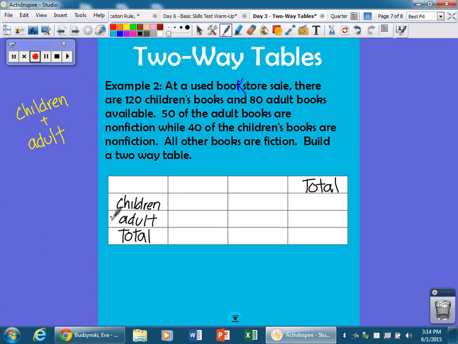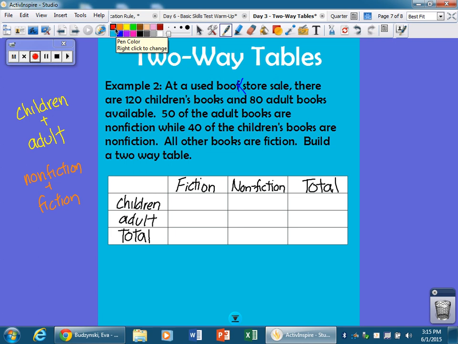Okay, the next part that we have is, what kind of books are they? Well, there's nonfiction and there's fiction books. So this is our set of data. Children and adults, fiction and nonfiction. So that's what we're going to put in our rows now. Fiction. And now we can fill in with numbers.